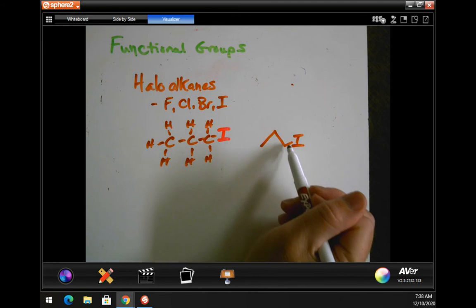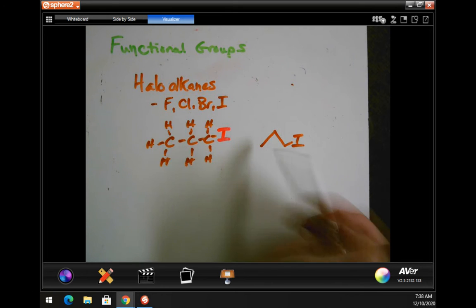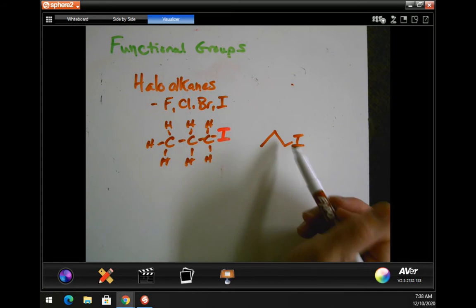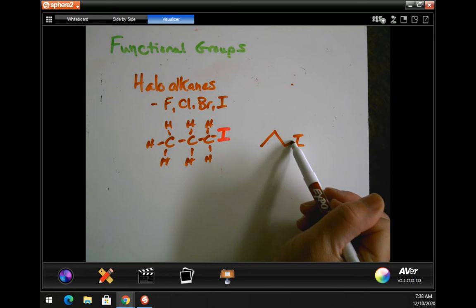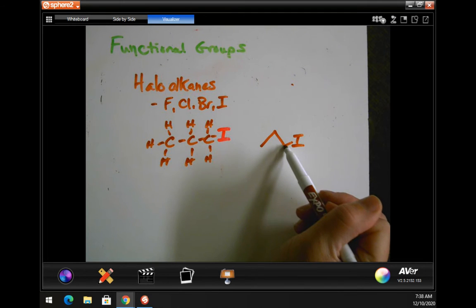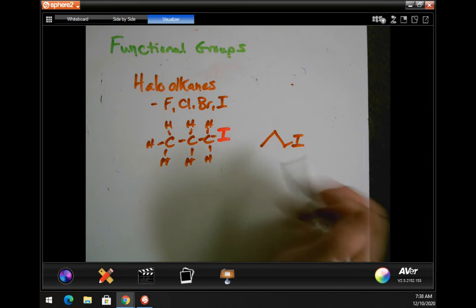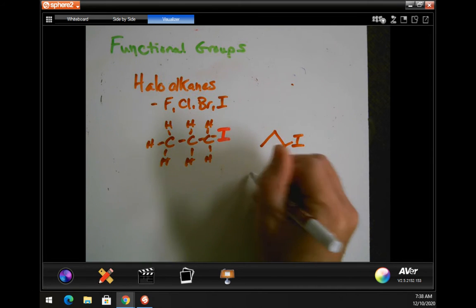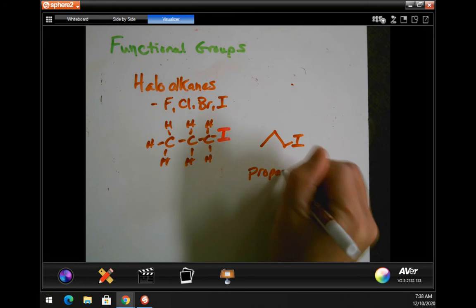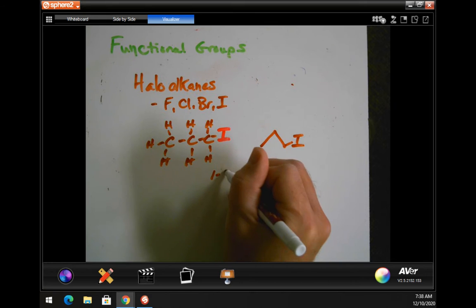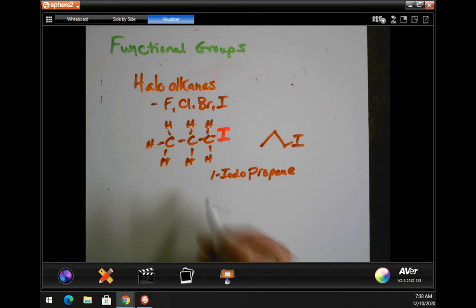Now remember, the line, if it's just a line, has a carbon on it. But if there's a letter attached to the line, then there's no carbon. So there's not a carbon, if you guys can see this, right here. There's a carbon here. I usually like to try to make the line a little bit shorter. That way you know it's just a bond. Okay? So what we would have here is propane. And on the first, we have iodo. So it would be iodopropane.